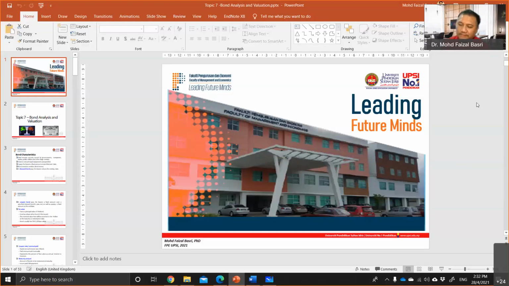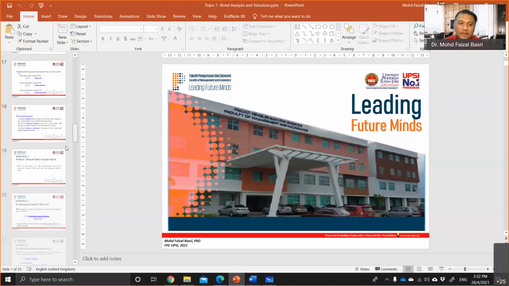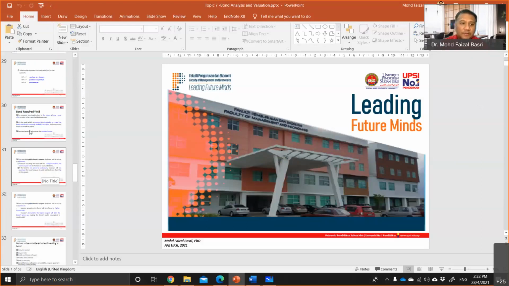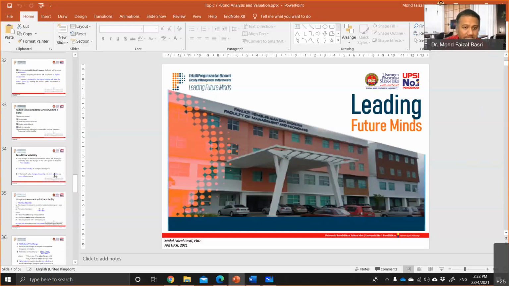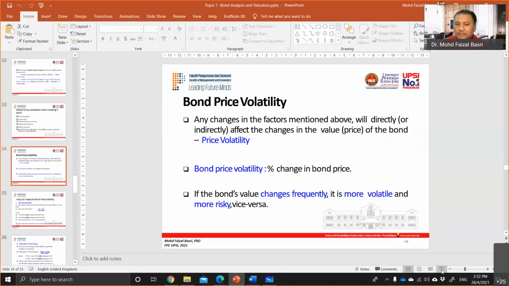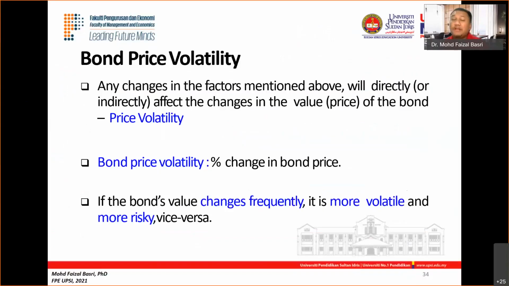Okay, we have 4 different valuations, which is the value of bond VB. We have current yield, and also we've discussed YTM, yield to maturity, and yield to call, YTC. Right. So for today, we're going to go through the next part, which is about bond price volatility.